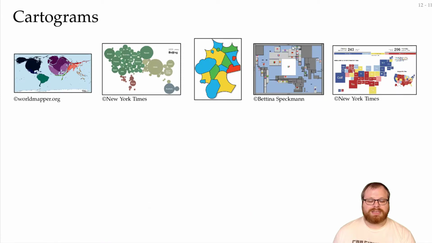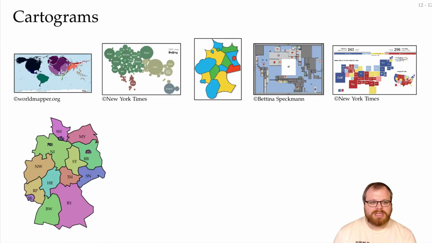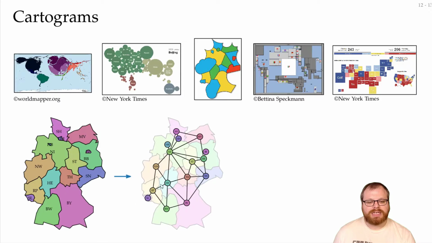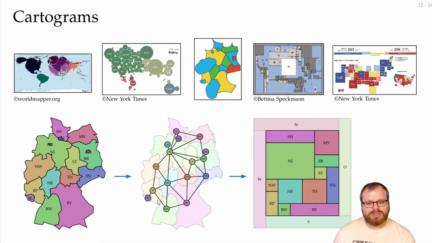For this, there exists a general framework. So we take our map as the input, and we compute the dual graph of it. So we place a vertex at every country, and we have an edge if they share a border. Now we first remove all the degree 1 and degree 2 vertices, and then we compute a rectangular dual for this, where we have additional vertices for the north, east, south, and west border. And afterwards, we can put back in the degree 1 and degree 2 vertices.